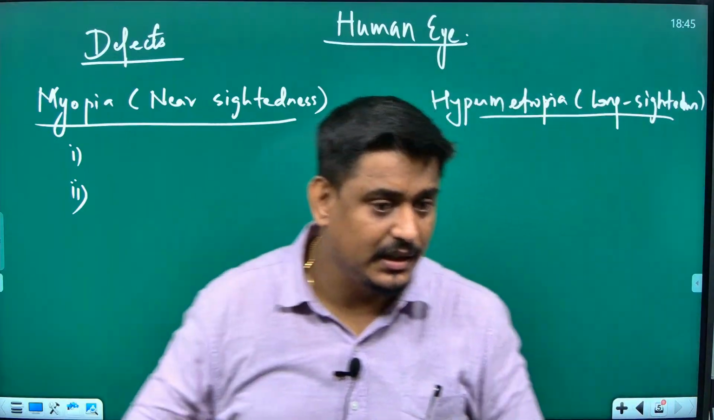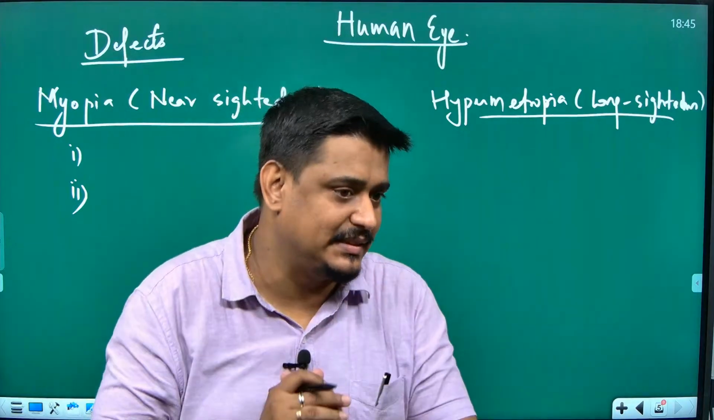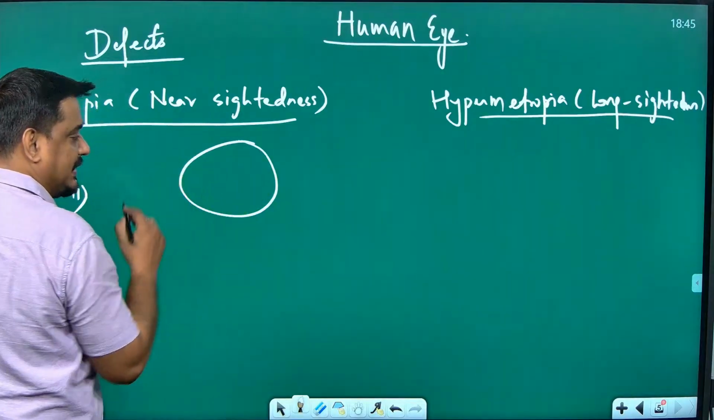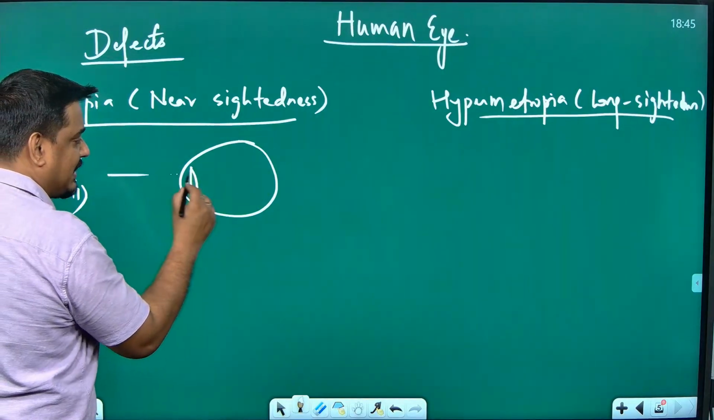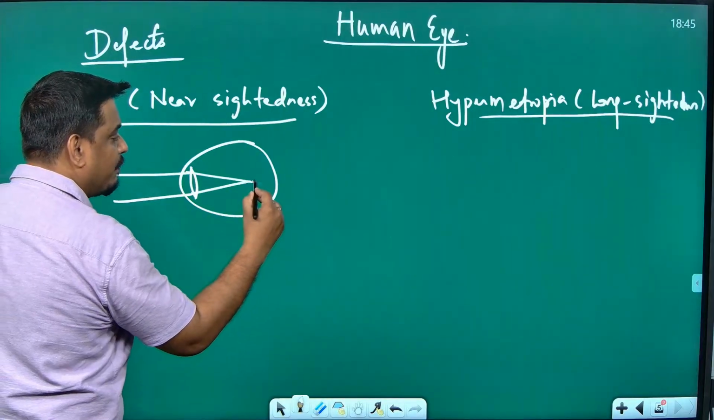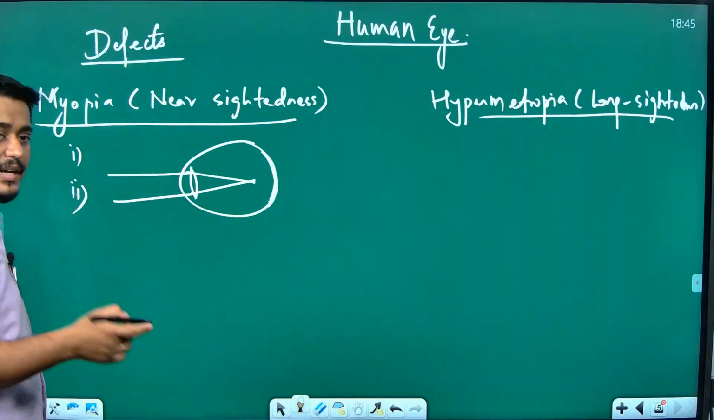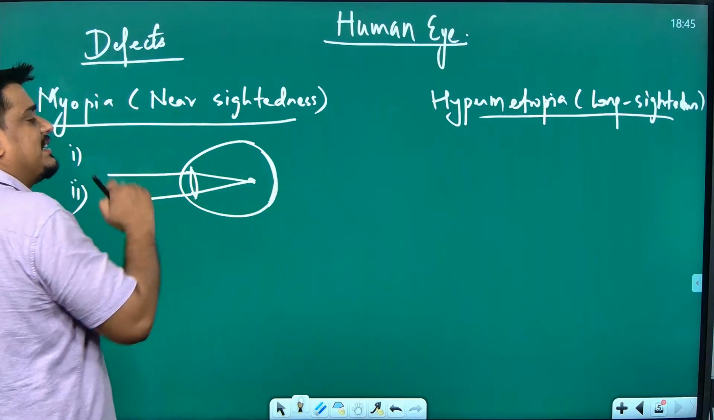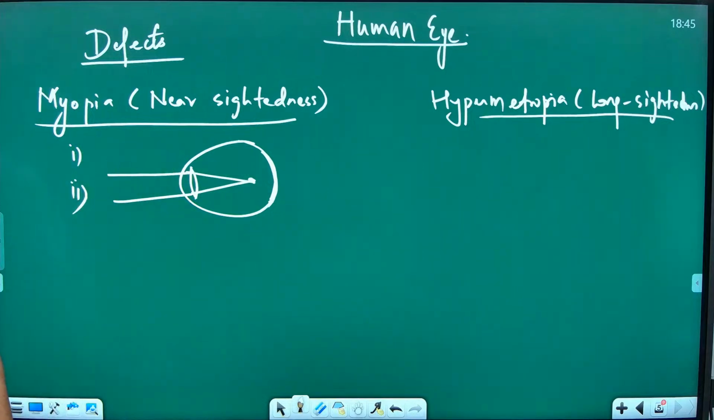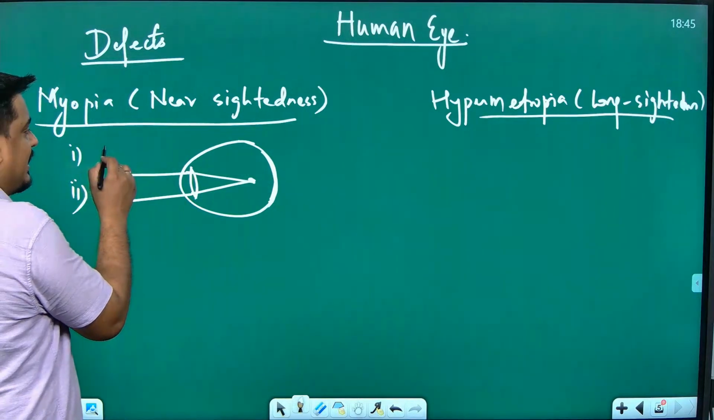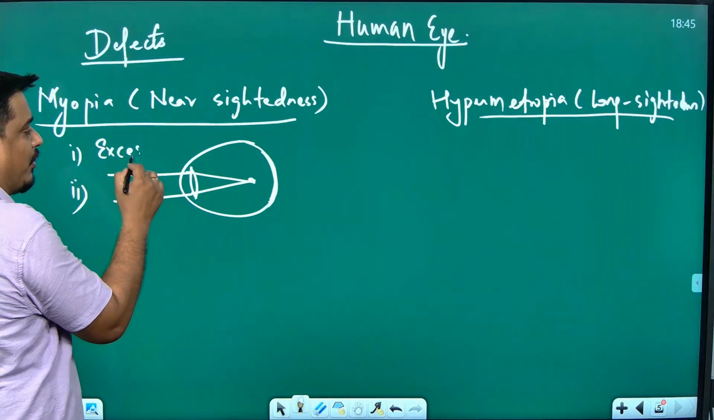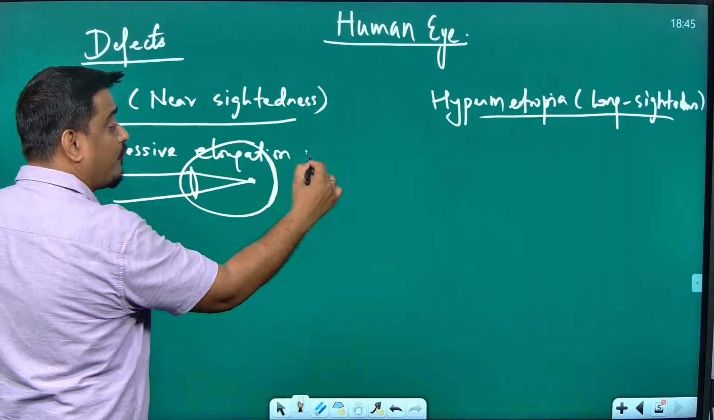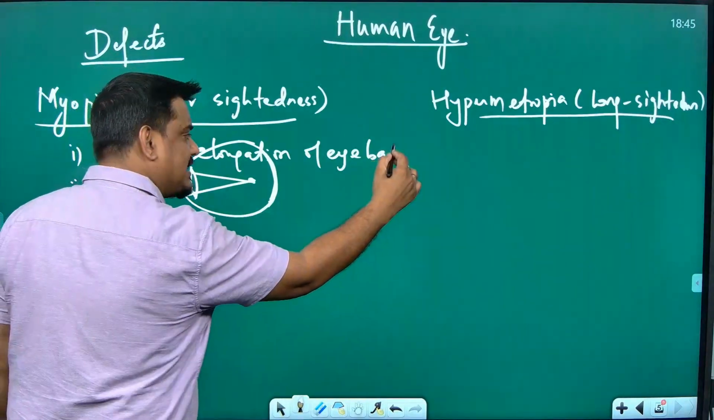Sometimes a child's eyeball itself may be of a bigger size. What will be the problem? If the eyeball is bigger, then there will be a lens here, light is entering and it is converging before the retina itself. Retina is the part where the image forms. My ray is getting converged before retina itself. This problem is myopia. And why it is happening? First thing is excessive elongation of eyeball.